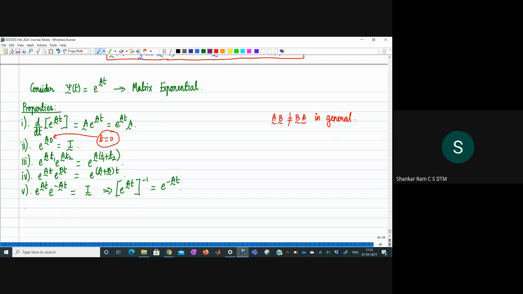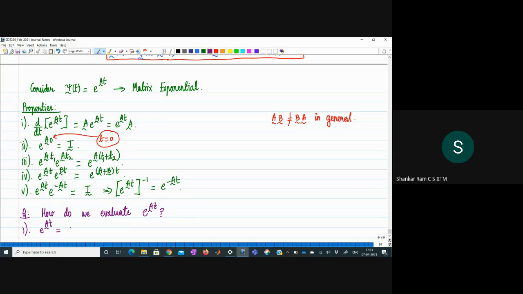No. Okay, so the question is now, how do we evaluate this? All this mathematics is fine, but ultimately we need to use it in practice. How do we evaluate e^(At)? That's an important question. So one method is to expand it. We know from basic mathematics that there is a power series expansion for exponential functions. Similarly, for matrix exponentials also, there is an infinite series expansion.